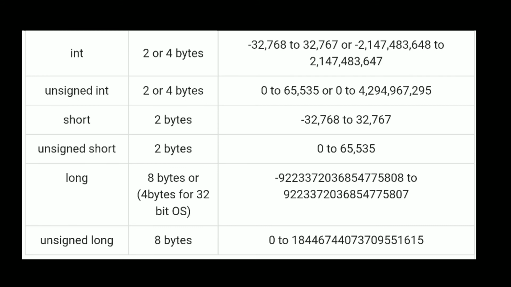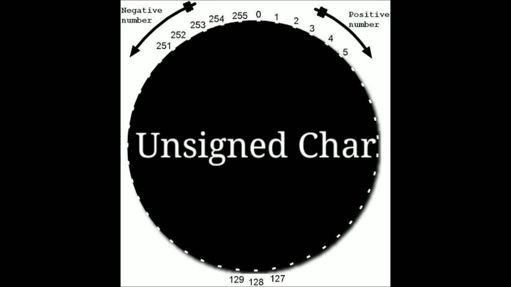And now next comes the integer data type. You can see again it is classified into 6 types. But the most important types on which you need to focus are int, short and long. So we have already discussed the range of an unsigned character. It is 0 to 255.